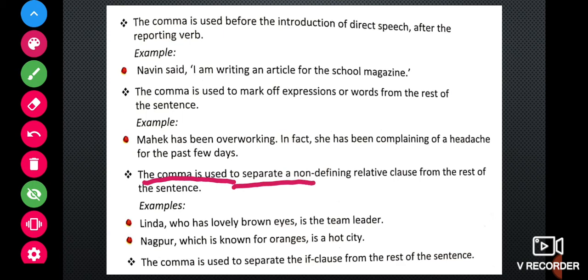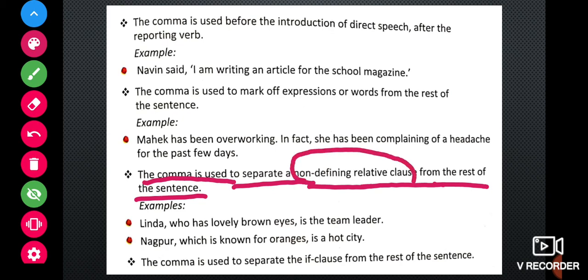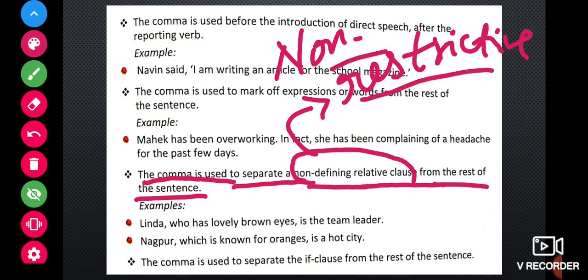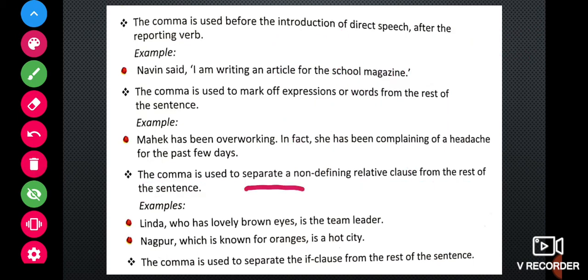The comma is used to separate a non-defining relative clause from the rest of the sentence. Now, because we have already studied relative clauses and their types, I'll remind you again that non-defining relative clauses are also called non-restrictive clauses. So non-restrictive and non-defining relative clauses are the same. So the commas are used to separate such non-defining relative clauses.